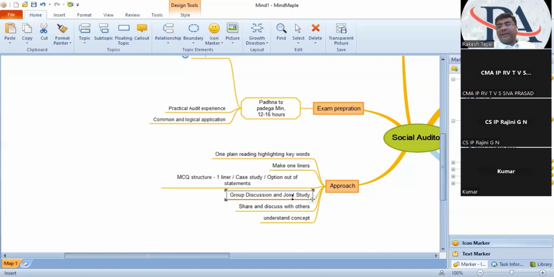Once you give the one plain reading in 6 or 7 hours and make the one-liners, that will take 1 or 2 hours. Make them simultaneously while you are noting. Underline it, highlight it, whatsoever.